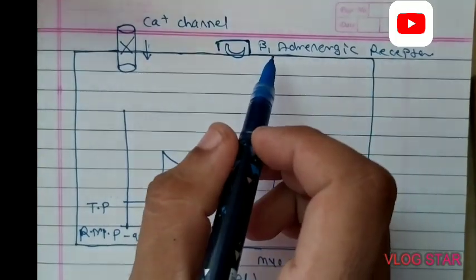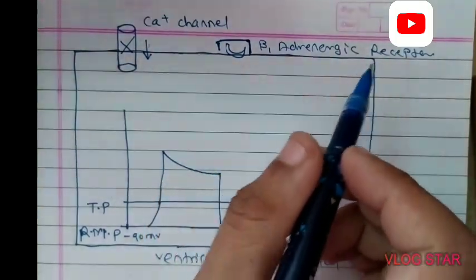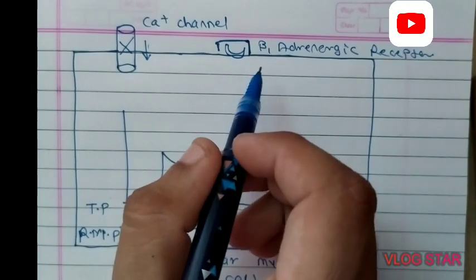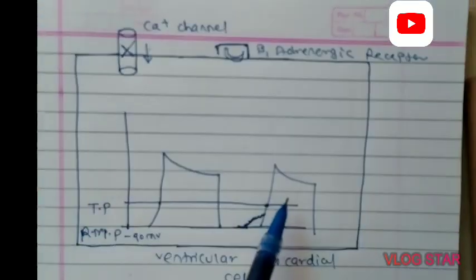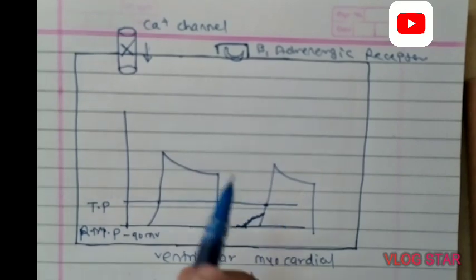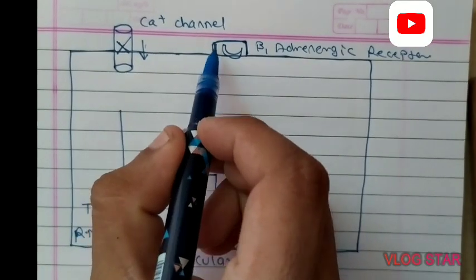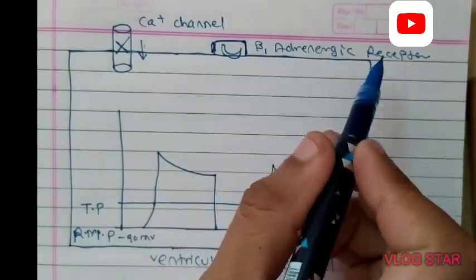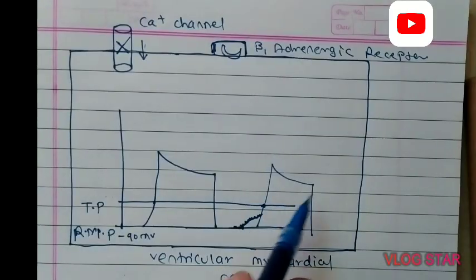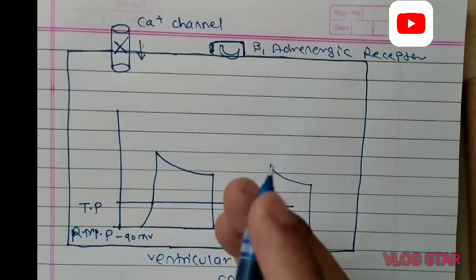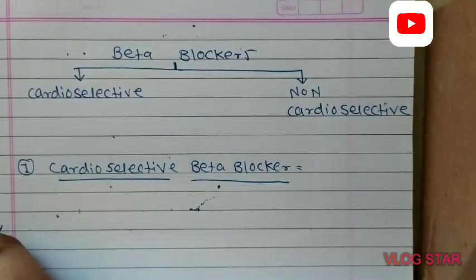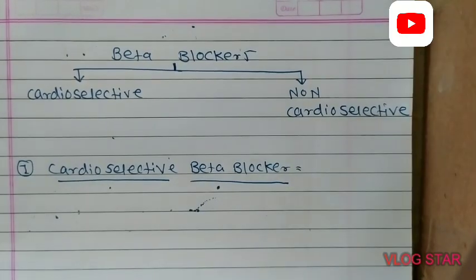Once we block this beta 1 adrenergic receptor, the further cycle gets cut off, and there will be no influx of calcium, and there will be no serious condition. Hence by blocking these beta 1 adrenergic receptors, we can prevent serious conditions like ventricular arrhythmias, ventricular fibrillation or death. So let's start with the classification of beta blockers.